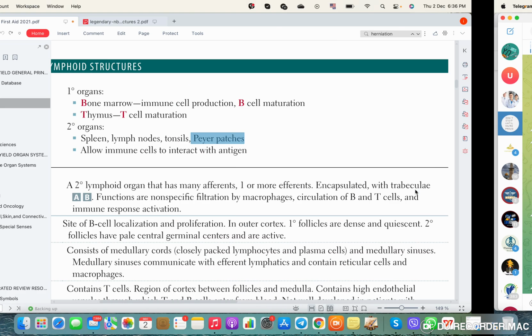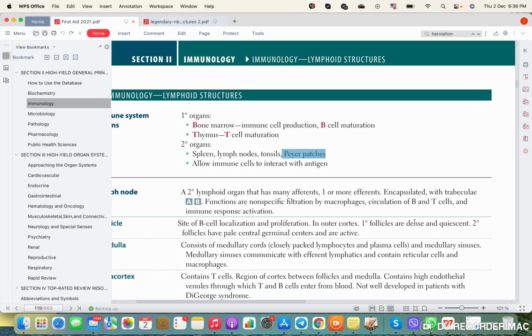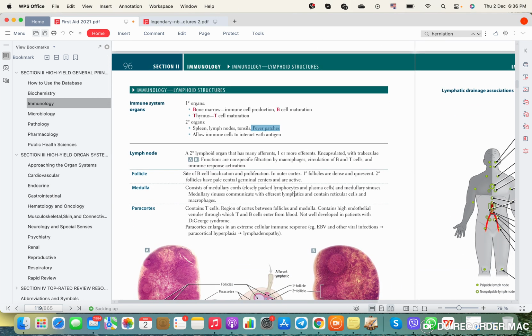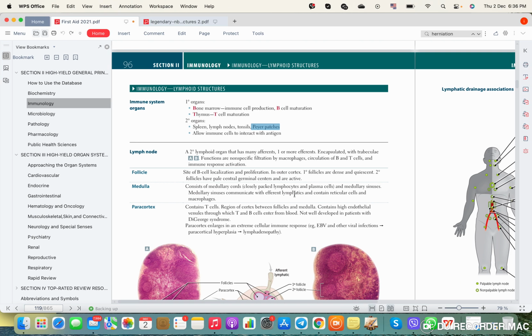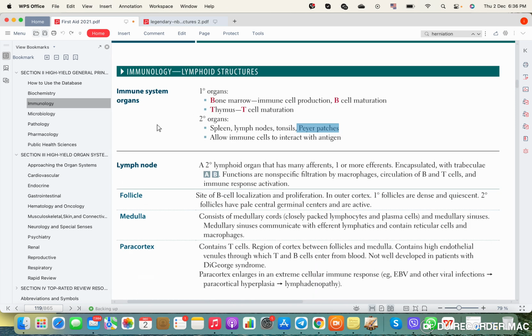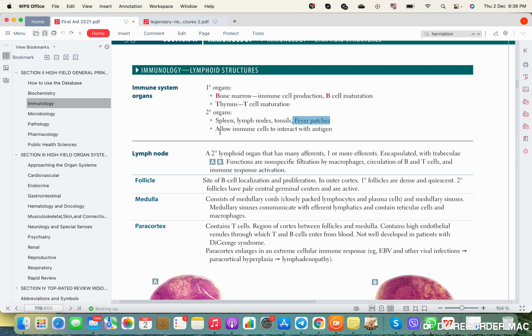Even in the stomach you can have lymphoid tissue. Maybe you remember a cancer called MALT lymphoma, mucosa-associated lymphoid tissue of the stomach, which is caused by H. pylori. Anyway, we'll speak about all of these later. The main thing for you now to know is that there is lymphoid tissue located at the terminal ileum. These are the peripheral organs, so they allow direct communication between the immune cells and the antigen.